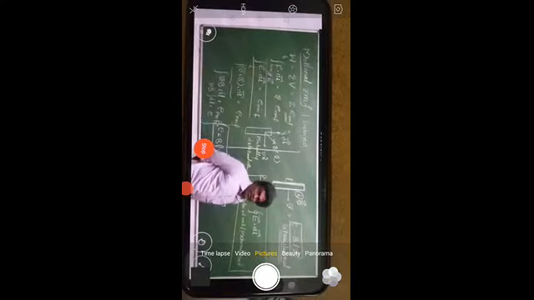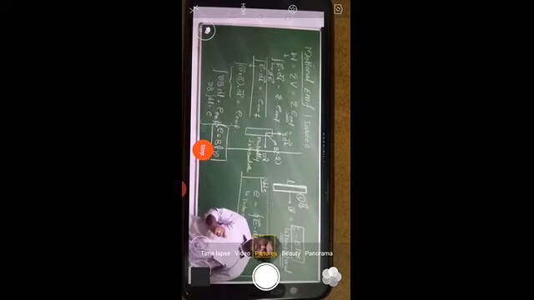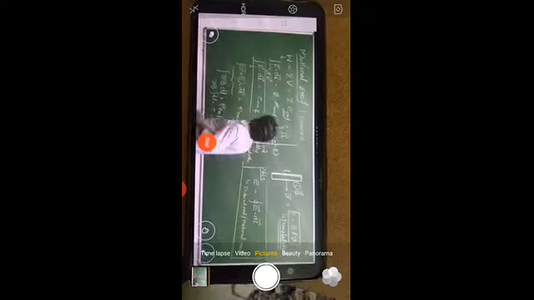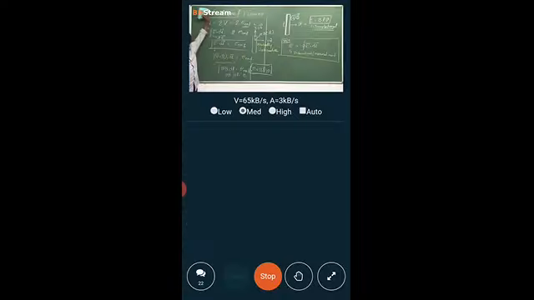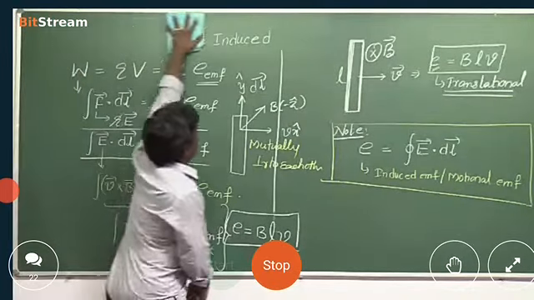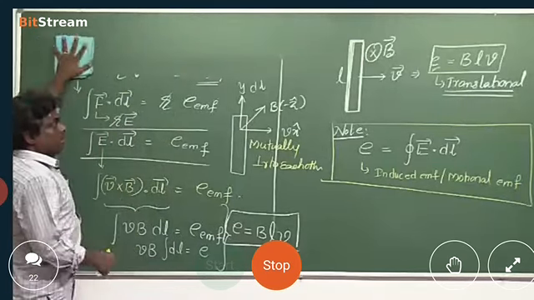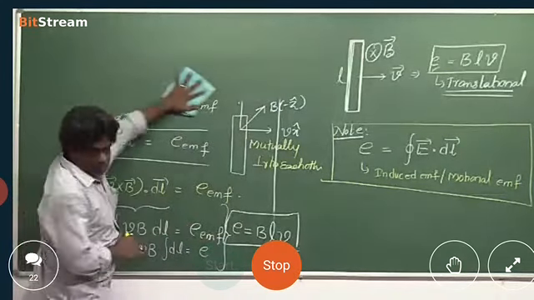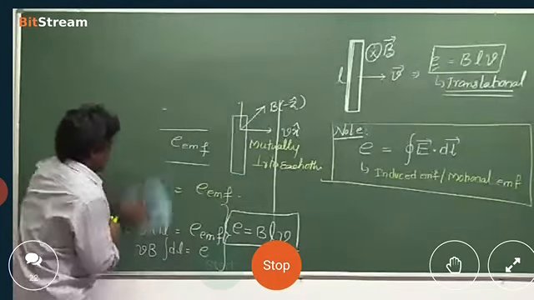So a rod of length L is moving with a velocity V in the presence of magnetic field B. Then what is the induced EMF? BLV. Shall I pop this? If you have not written, please raise your hand. Otherwise, I will proceed.